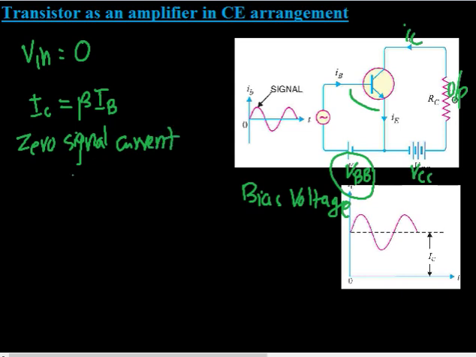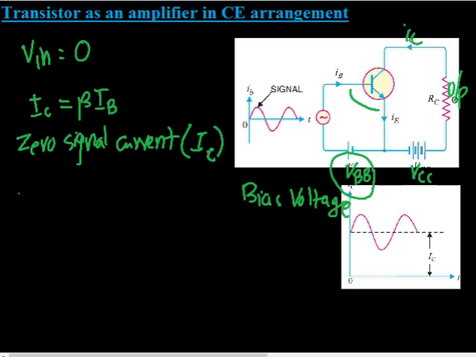So when VBB is connected in the circuit, which ensures that the base emitter junction is always forward biased, it provides a collector current even in the absence of the signal, and that collector current is called zero signal collector current, and no doubt it is a DC current. So we will represent it by IC.